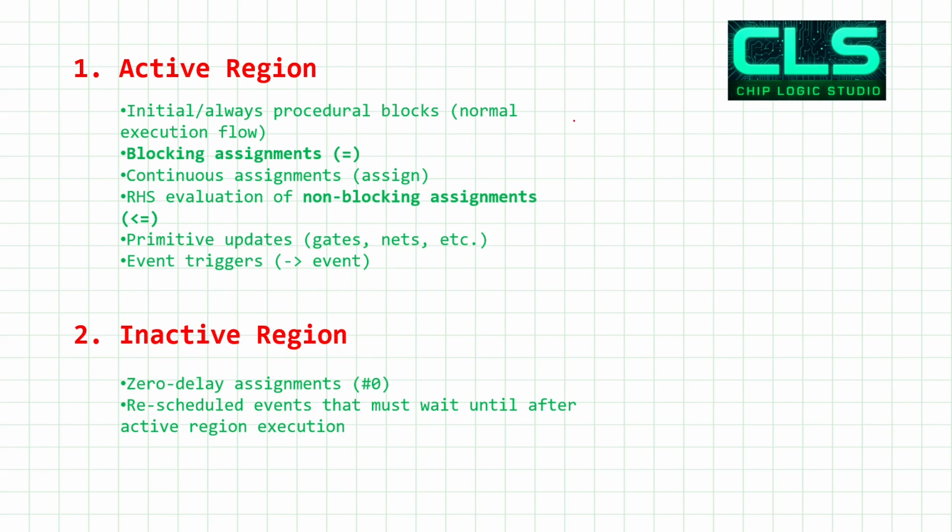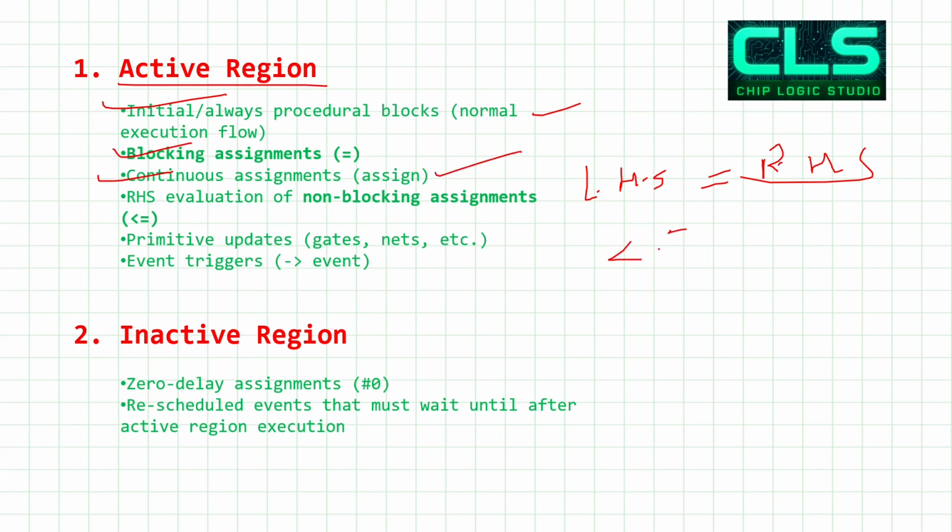Simple concepts. The initial block, always block, and with that module and program blocks, all execute in the active region. In a blocking assignment, both LHS and RHS are executed in the active region. Continuous assignment, the assign statement, is also executed in this region. The most important point is between blocking and non-blocking: for a non-blocking assignment, the RHS executes in the active region and the LHS executes in the NBA region, which is the third region. So the update waits, and then executes.